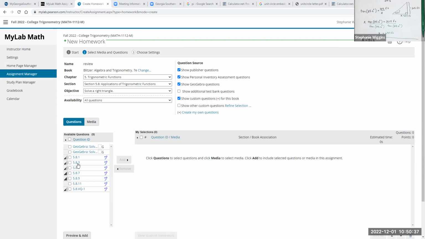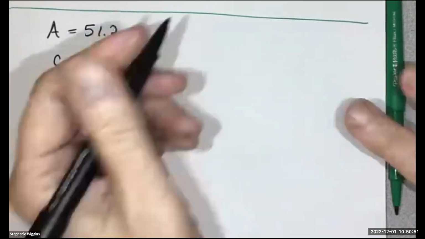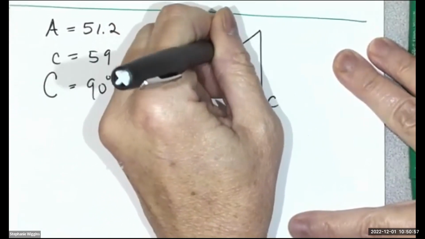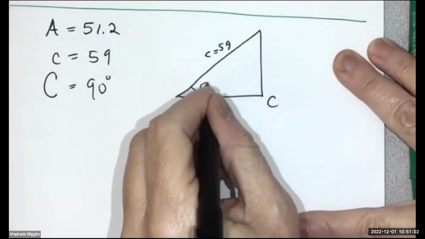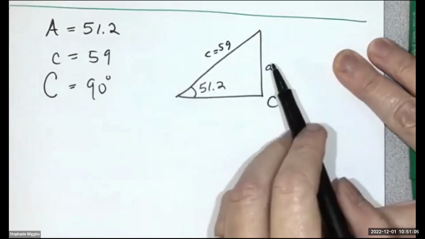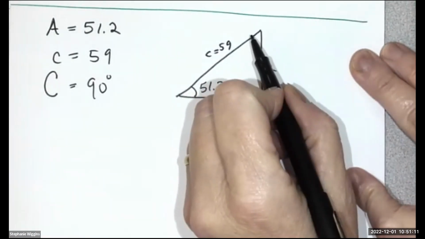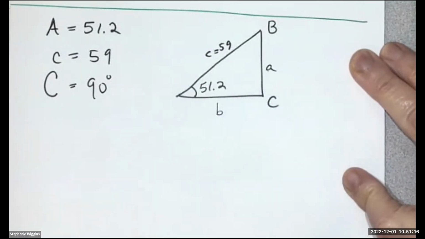C equals 59. And capital C is 90 degrees because it's a right triangle. So when you solve this, this is the 59, and this angle here is the 51.2. We need to find lowercase a, which is opposite angle A, and then we need to find angle B, and then we need to find side B.